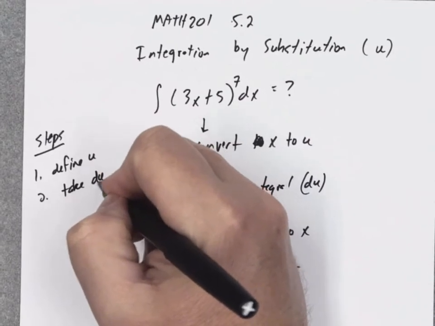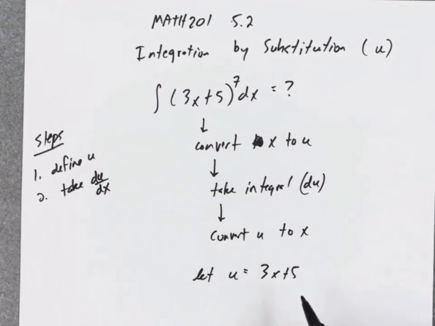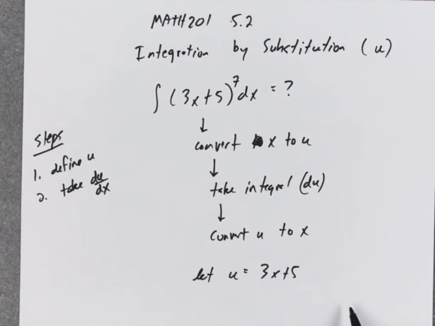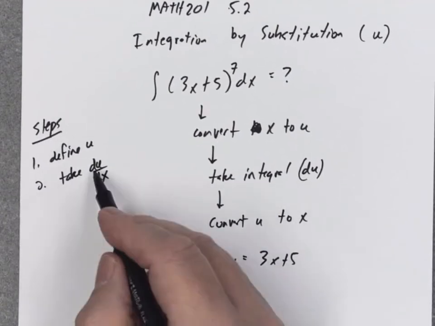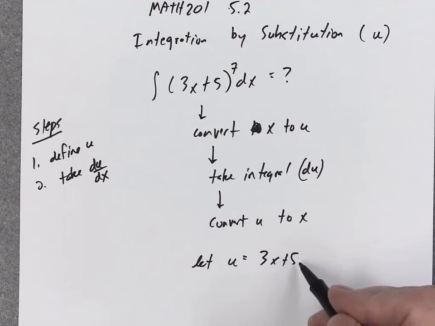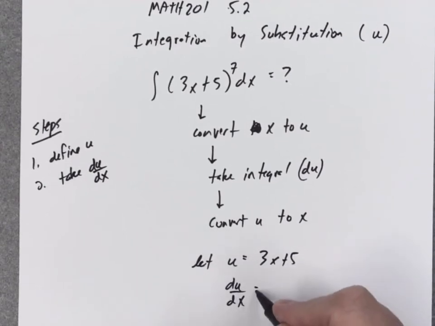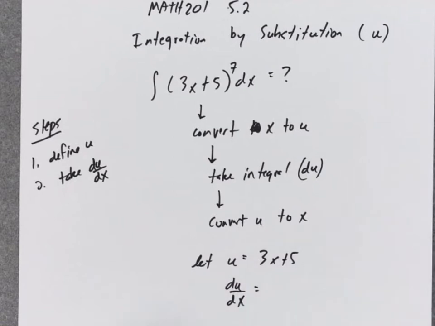I'm actually going to now, that u that I just defined, take the derivative of this expression with respect to x. So here's u, du dx. I'm going to take the derivative of this with respect to x, right? Pretty straightforward. It's just 3. You remember your derivative rules?